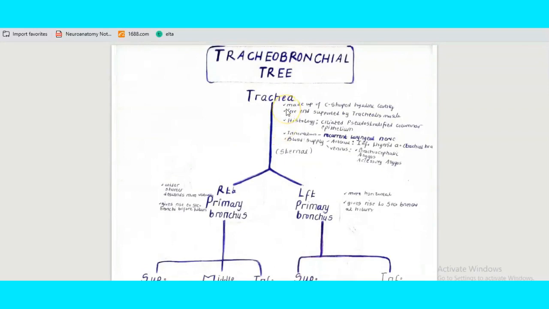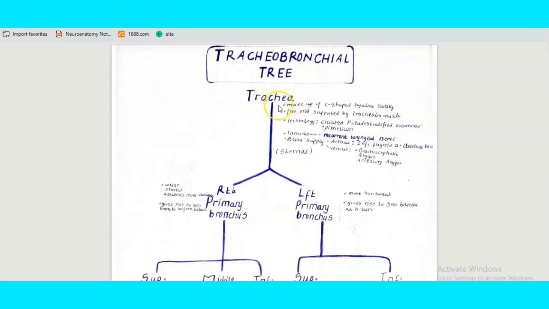This is the tracheobronchial tree. The tracheobronchial tree consists of the trachea and the bronchi, and that's why it's called the tracheobronchial tree. It is the passageway through which inspired air passes down into the lungs. It's just like a passageway, tube-like.